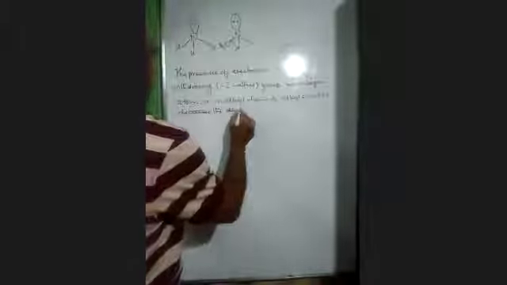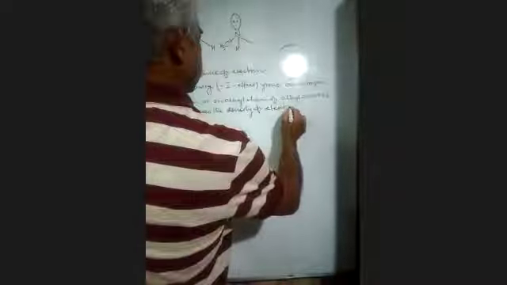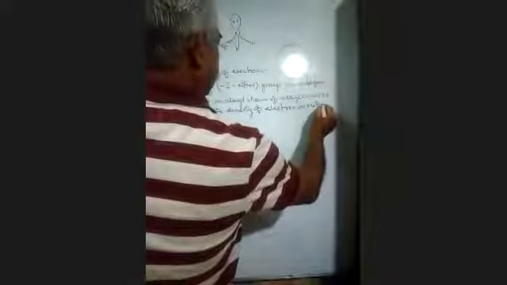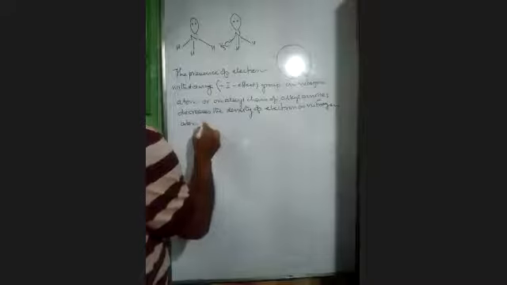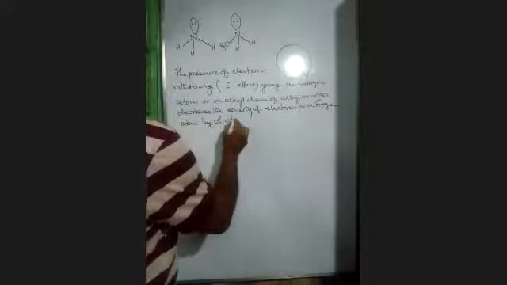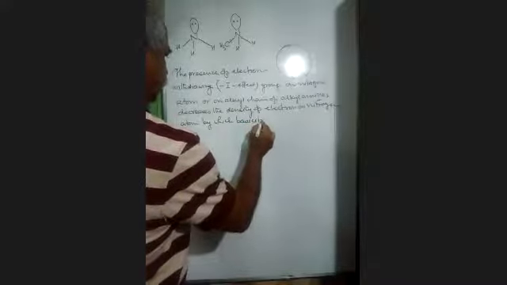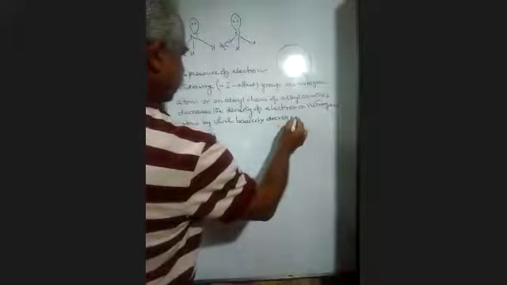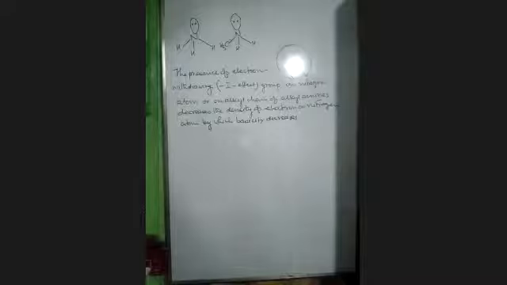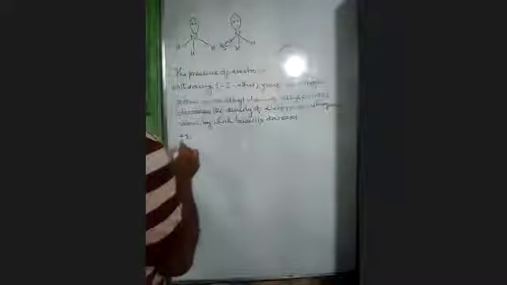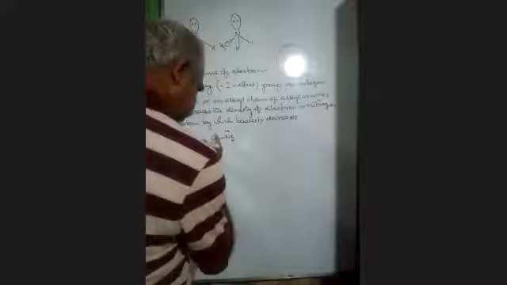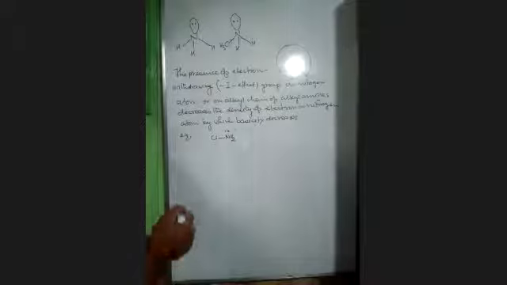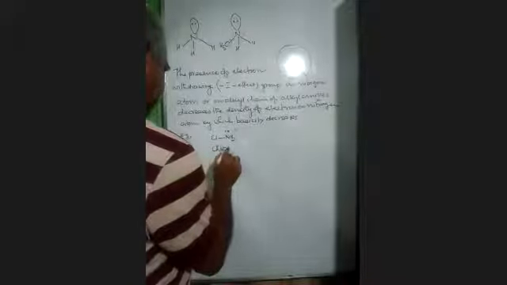Decreases the density of electron on nitrogen atom by which basicity decreases. Okay. Example, say I have taken here Cl NH2. This above compound is there. Okay, we call it chloramine. Chloramine. See here.